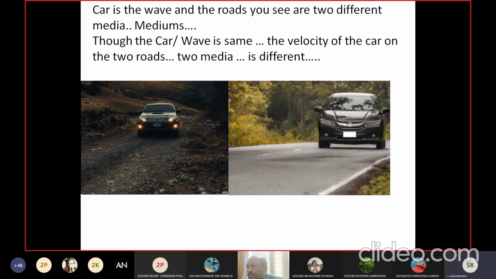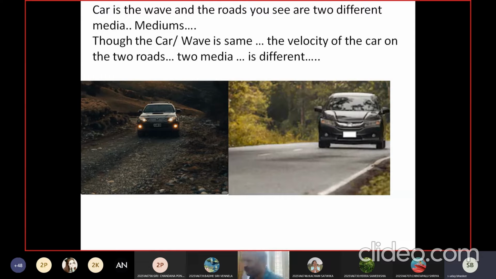Okay, what do you see here? Five seconds. 5, 4, 3, 2, 1. What do you see? The car is able to move easily in the second picture. In the first one, it's having some difficulty. Right. So we are talking about the same car, with the same power and everything.